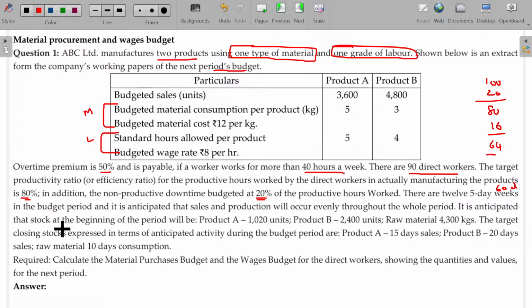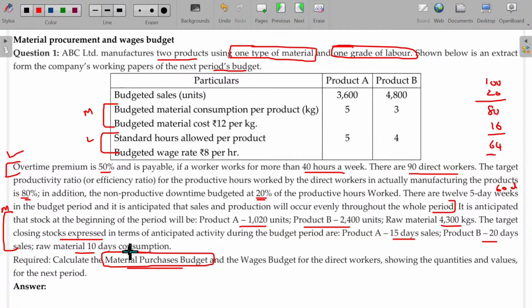It is anticipated that the stock, so this information is related to the labor. It is anticipated that the stock at the beginning of the period will be product A 1020, product B 2400, raw material 4300. The target closing stock expressed in terms of anticipated activity during the budget period are A 15 days sales, B 20 days sales, and raw material not based on sales, it's only based on the consumption. So this information is for what? Material. Calculate material purchase budget and then the wages budget for the direct workers, showing the quantities and values for the next period. So let me finish up the material purchase budget first.